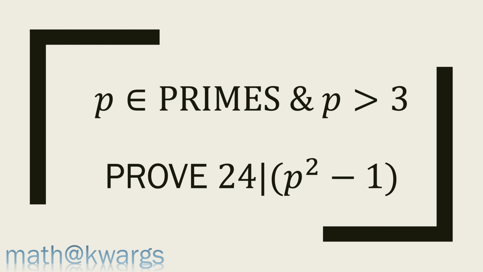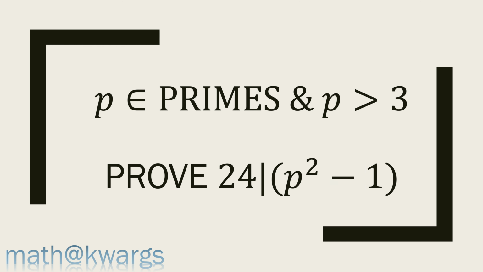We're given that p is a prime number and p is greater than 3. We're asked to prove p squared minus 1 is divisible by 24. Pause now if you want to give it a try yourself.